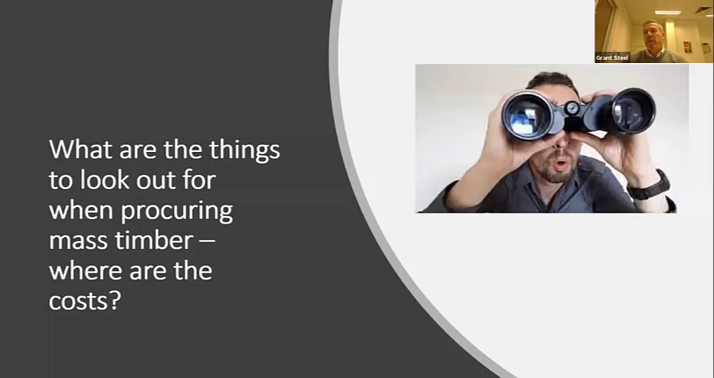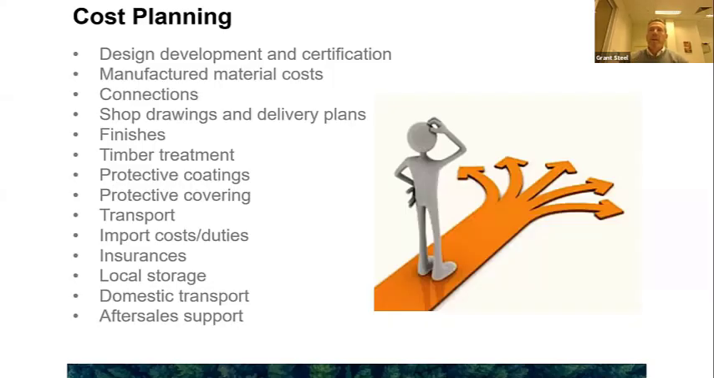So moving on to probably the main part of the presentation, we're looking at costs and what we should consider when we're trying to procure mass timber. I've put together a list. It's true to say there's probably between 14 and 20 items which have a bearing on cost, which you need to consider. So these are listed here from top to bottom, ranging from the actual design, development and certification right through to the after sales support. So I'll touch on each one of these in a little bit more detail in the next few slides.